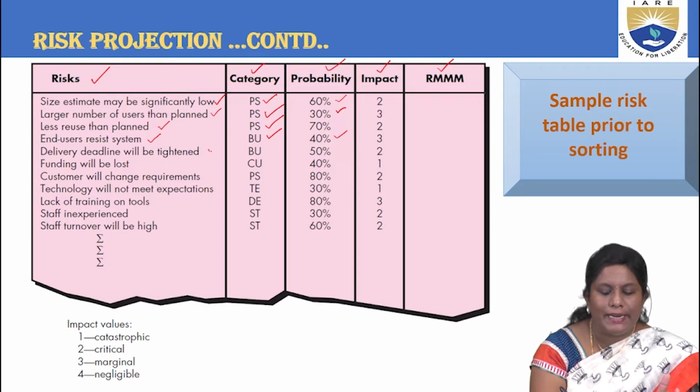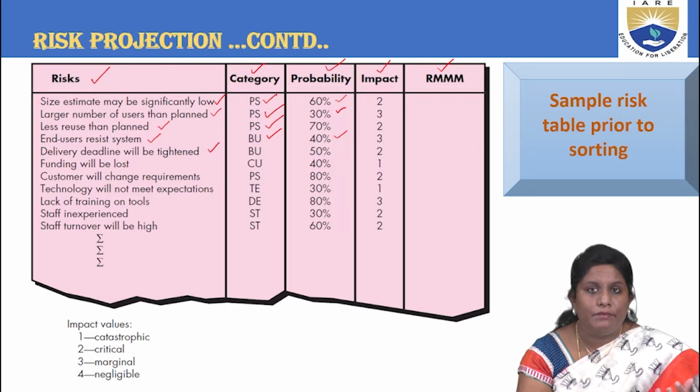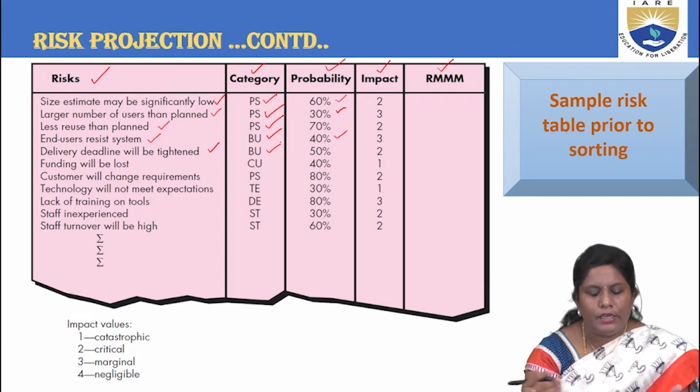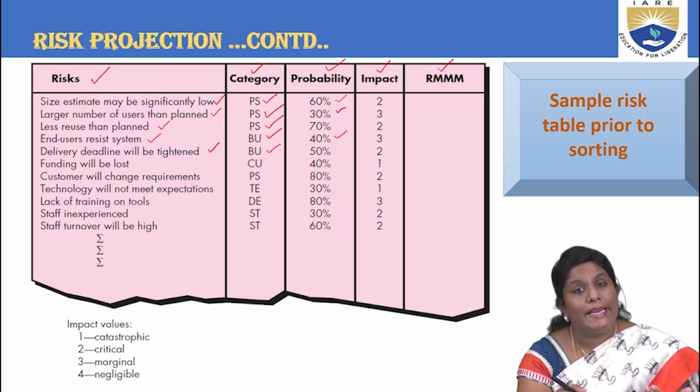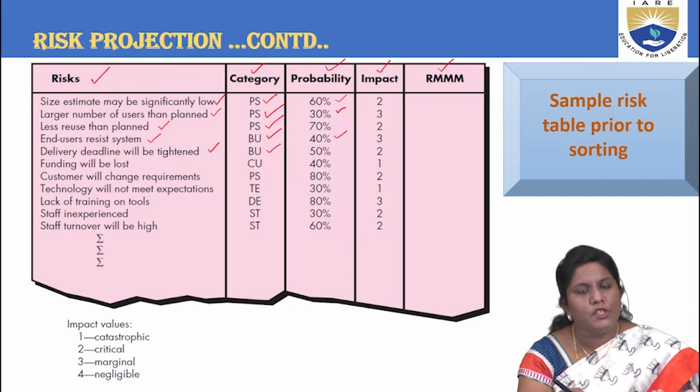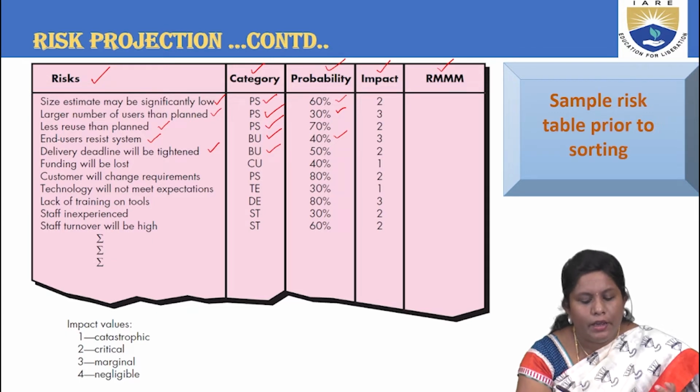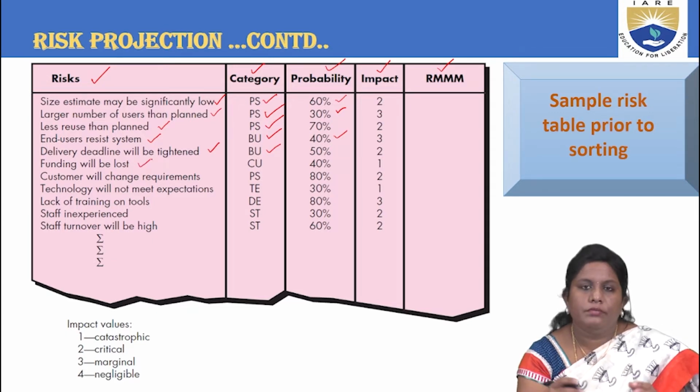Next, you have some deadlines that have to be tightened. Again, it is nothing but the business risk. So these are the risks whatever in general will be experienced by a software development team. So I repeat, it is the size, it is the number of users, it is the end user's notion, the delivery deadline, and delivery deadline tightened. That also is a business risk where we cannot execute the things properly. And funding will be lost.